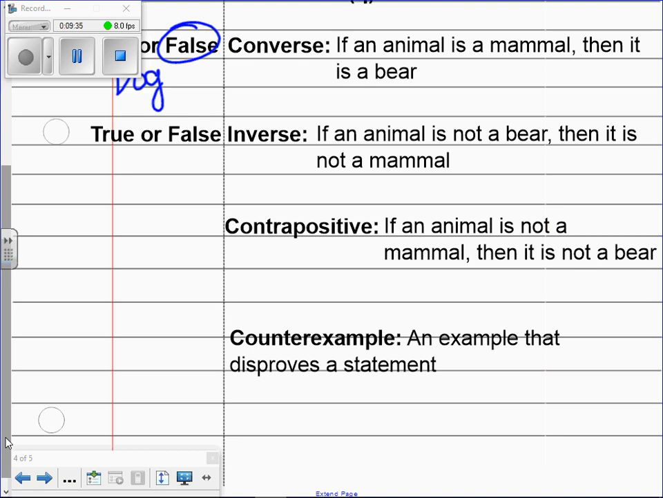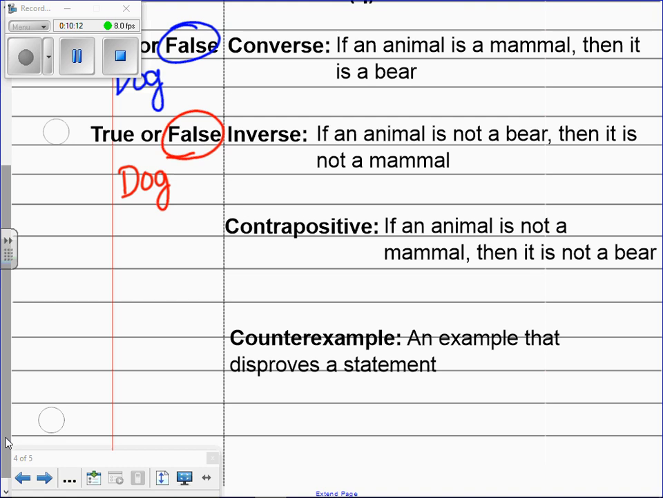Alright, so if an animal is not a bear, then it is not a mammal. So it's saying if something is not a bear, pick any animal, some animal that is not a bear, doesn't necessarily mean it's not a mammal. Again, that's going to be a false statement because a dog is not a bear, but a dog is a mammal. Okay? And you don't have to have a dog. You can have a cat. You can have any other mammal, a whale. Okay, so any of that can work.